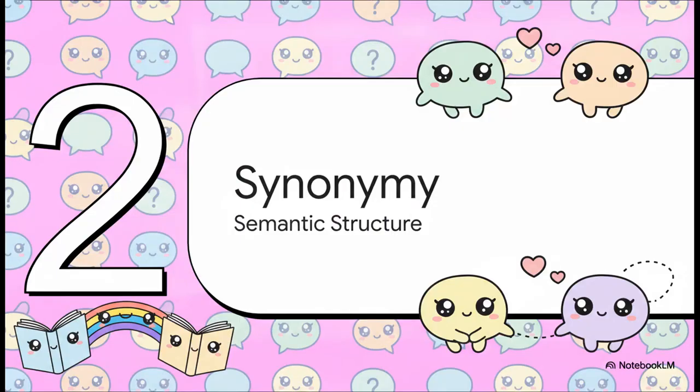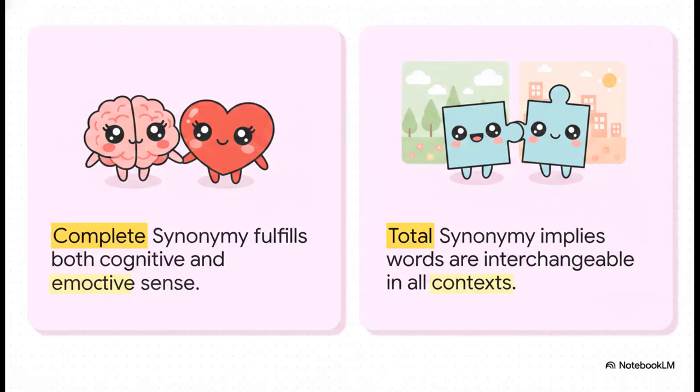Section 2. Semantic structure. Synonymy. Moving into how these lexical items actually interact with each other within semantic systems, we're now dealing with sense, which is the meaning of words defined purely through their relationships with other words. And the most crucial point to understand about synonymy is that we have to distinguish between different degrees of it.